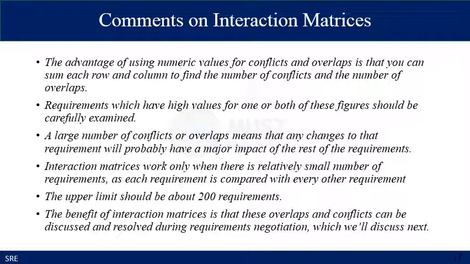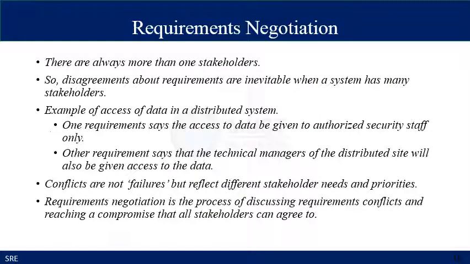Interaction matrices work only when there is a relatively small number of requirements, as each requirement is compared with every other requirement, and usually the upper limit for this case is 200 requirements. The benefit of the interaction matrix is that these overlaps and conflicts can be discussed and resolved during the requirement negotiation meetings, which we will discuss next. So this leads us to the discussion of requirement negotiation techniques.